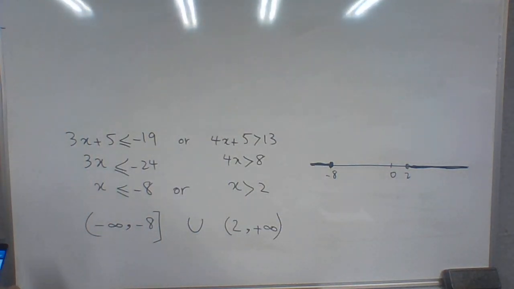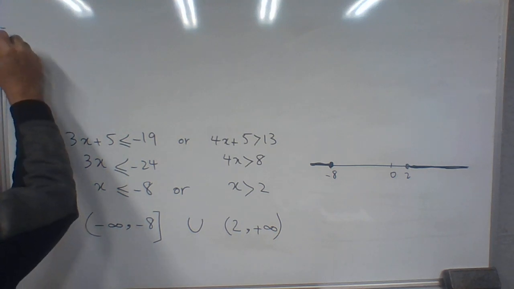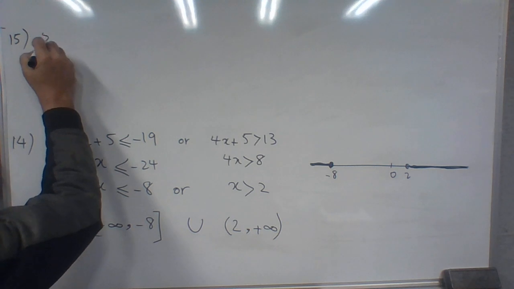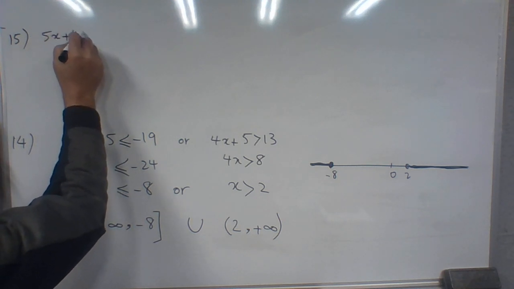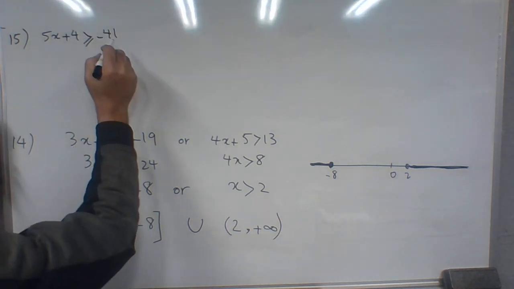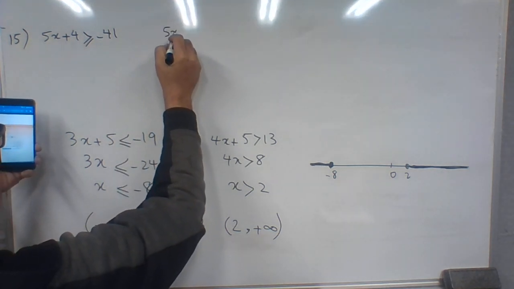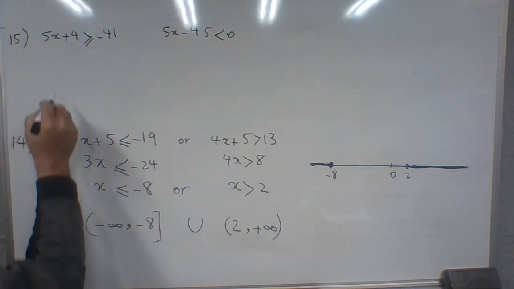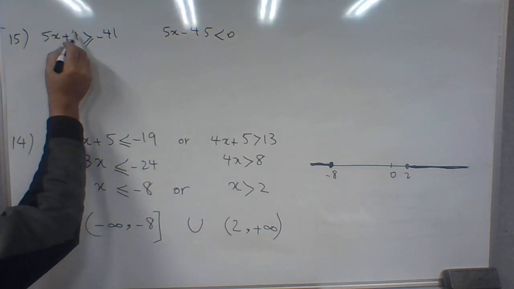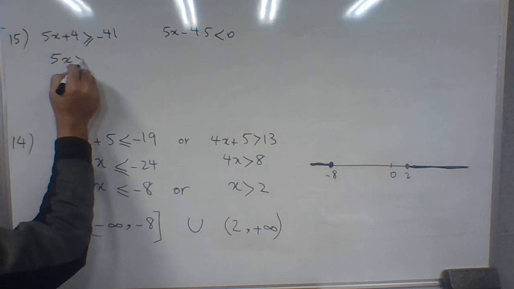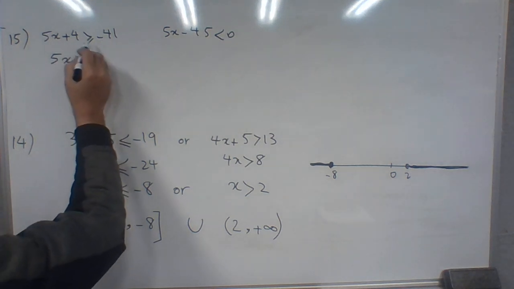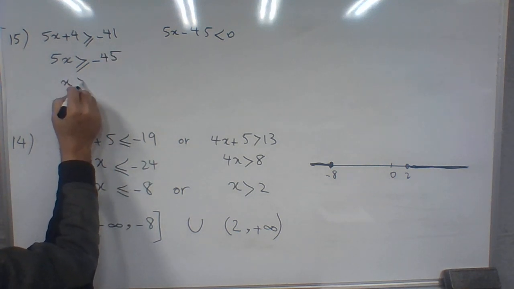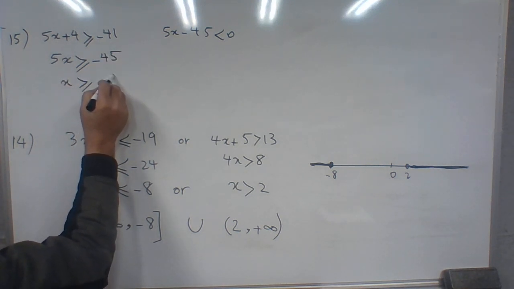Okay, the same question with different numbers. So number 15, and this was number 14. 5x plus 4 greater than or equal to minus 41, and 5x minus 45 less than 0. Okay, so subtract 4 to cancel this 4, so 5x greater than or equal to minus 41 minus 4, which is minus 45. Divide by 5, so x greater than or equal to negative 9.